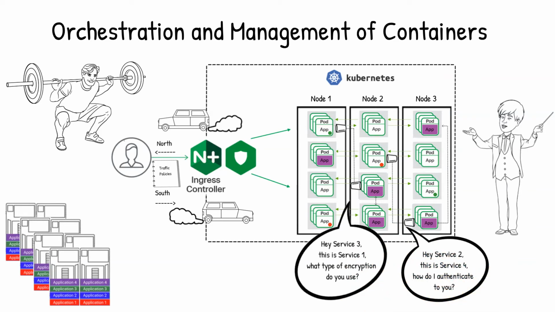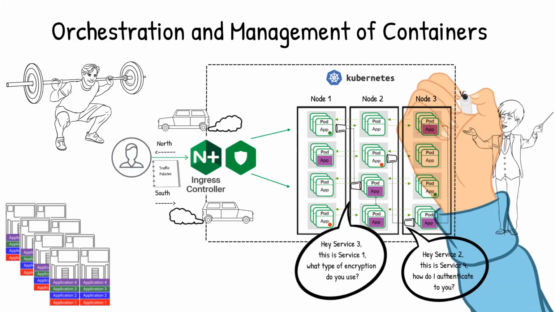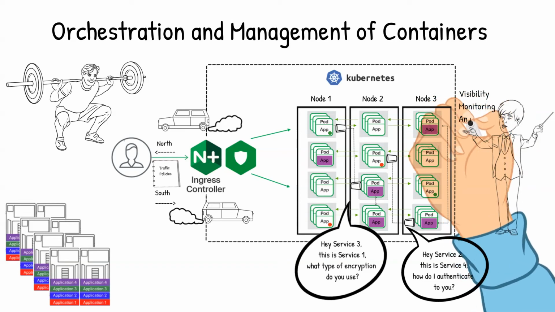Finally, the third critical component of a service mesh is that it provides a certain level of visibility, monitoring, and analytics for the east-west traffic.